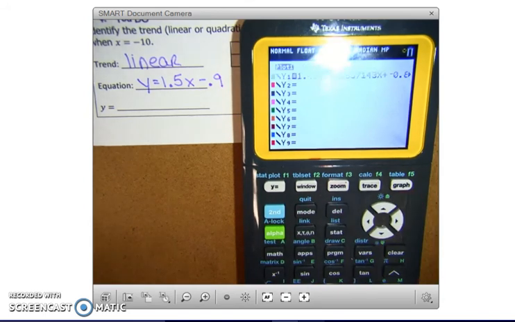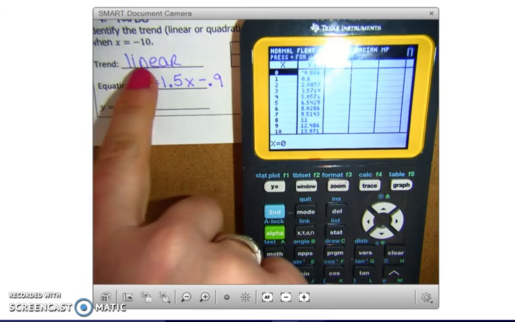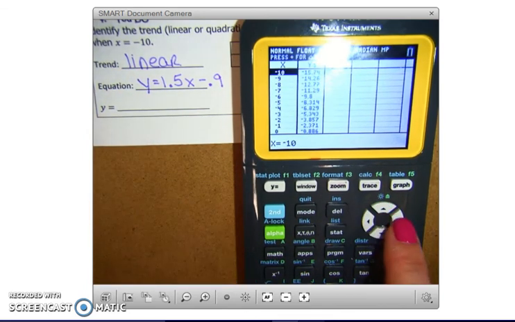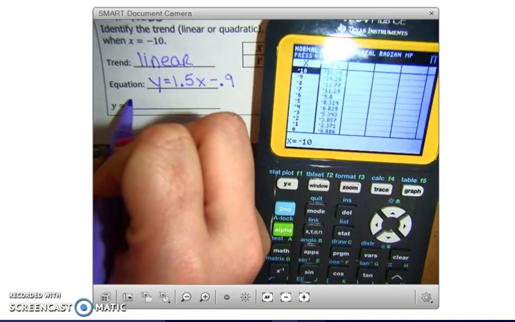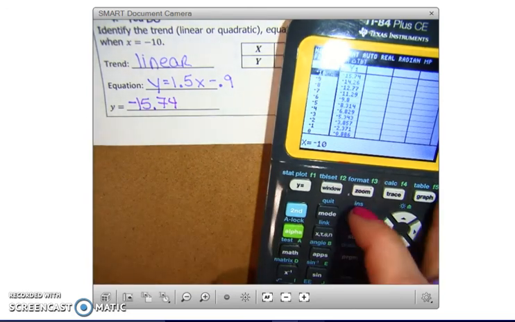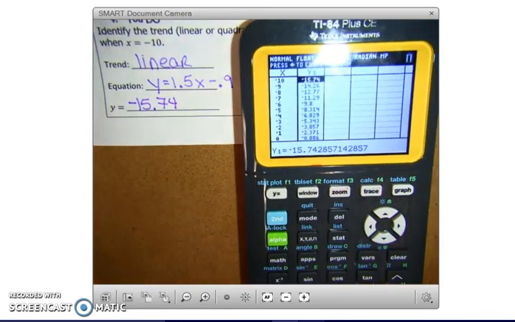So now I'm going to go to my table. We said x is -10, so I'm going to scroll up till I get to -10. And I end up with -15.74. That's my y value.